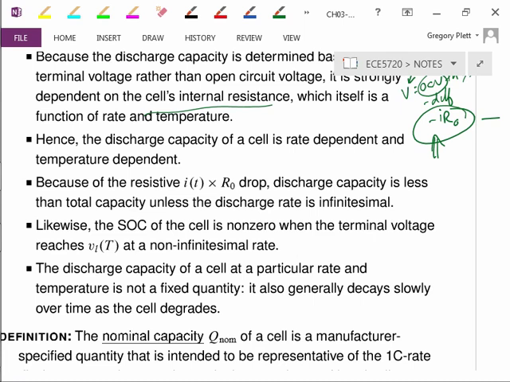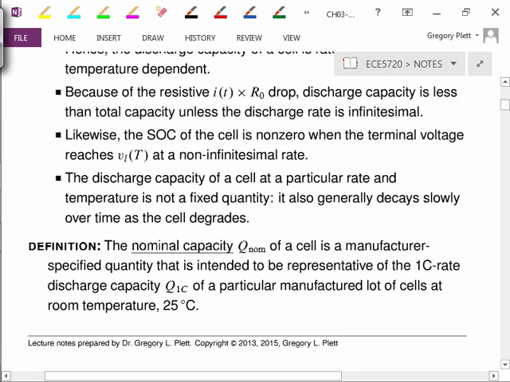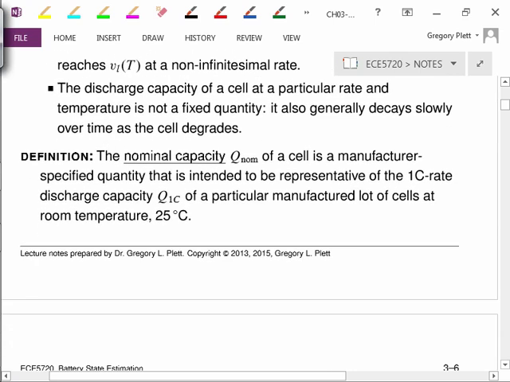I think I've said all of that. Discharge capacity is also something that will degrade as the cell decays, as the cell ages, because the maximum available storage capability of lithium goes down, and so the discharge capacity has to go down also. In fact, the discharge capacity will probably go down more quickly because it also depends on resistance, and resistance increases over time.